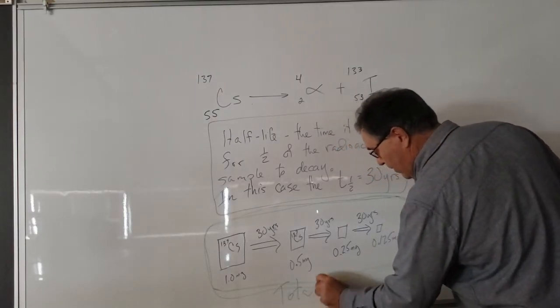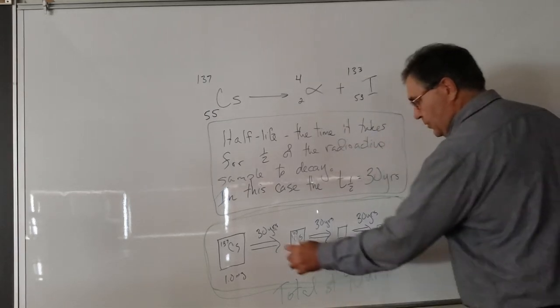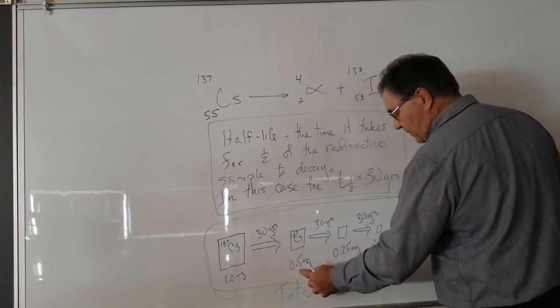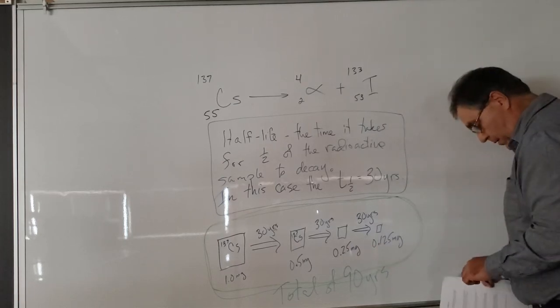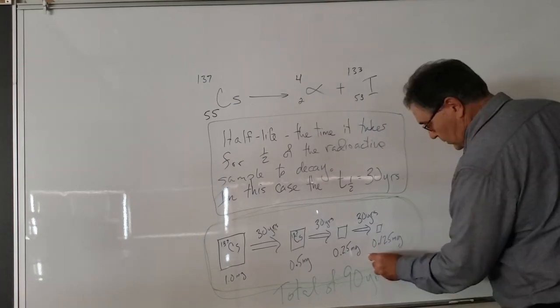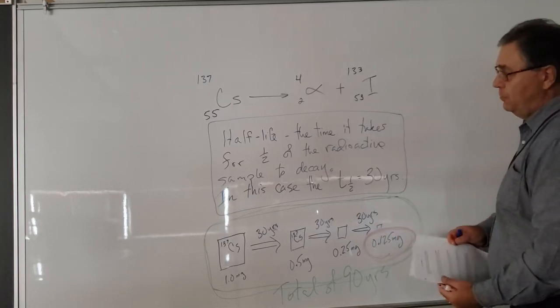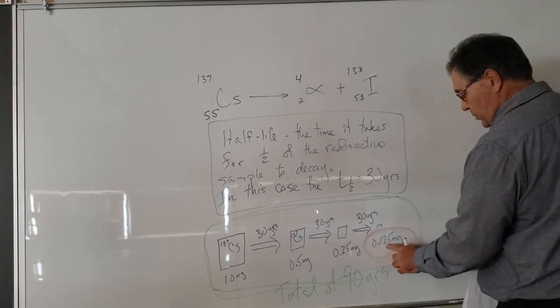Total of 90 years. It's 3 half-lives. I get cut in half 3 times: 1 milligram to 0.5, 0.5 to 0.25, 0.25 to 0.125. So the answer to problem number 1 is right here. The amount of cesium-137 left over after 90 years is 0.125 milligrams.